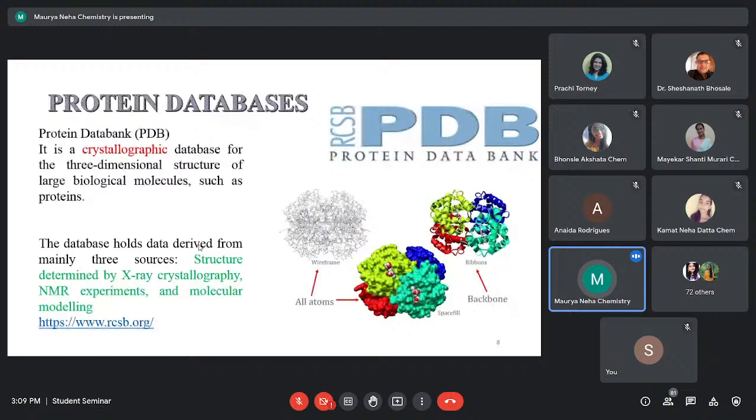Then the protein databases. The first one is the PDB, the Protein Data Bank. It gives information of any protein and also helps to visualize them in a 3D form. This is a stereographic database for the 3D structure of large biological molecules such as protein. Information here is derived from three sources. Structures are determined by X-ray crystallography, NMR experiment, and molecular modeling.